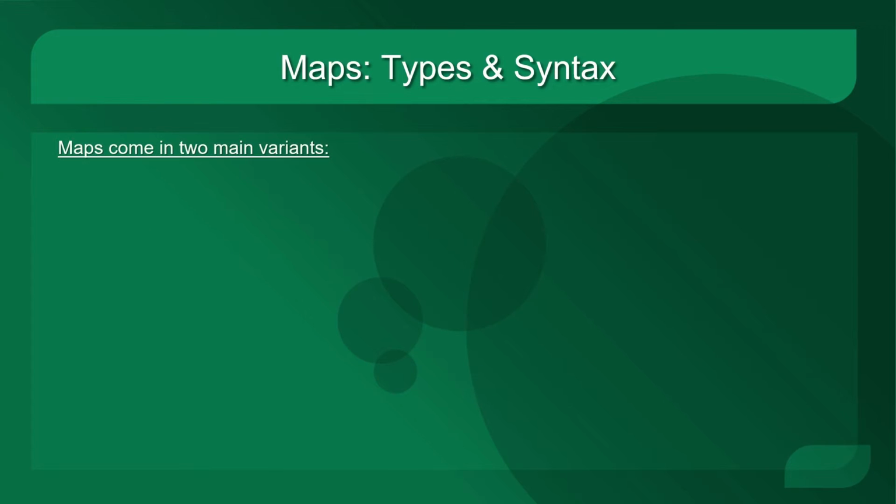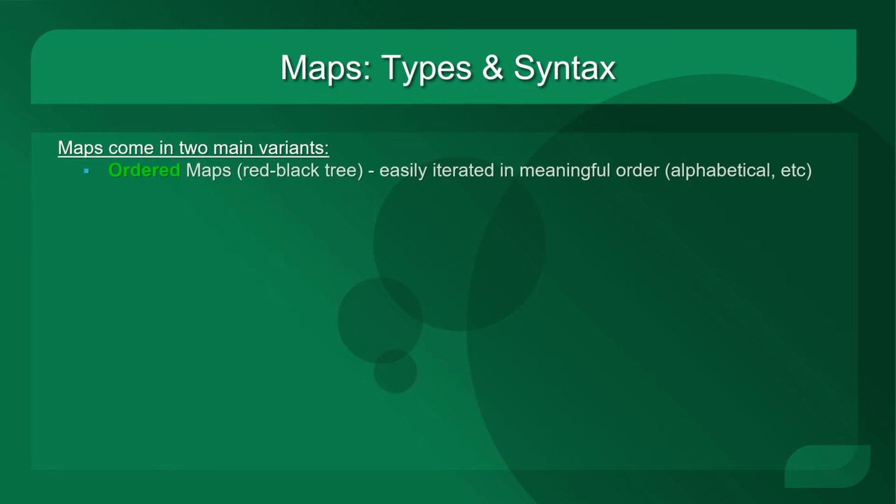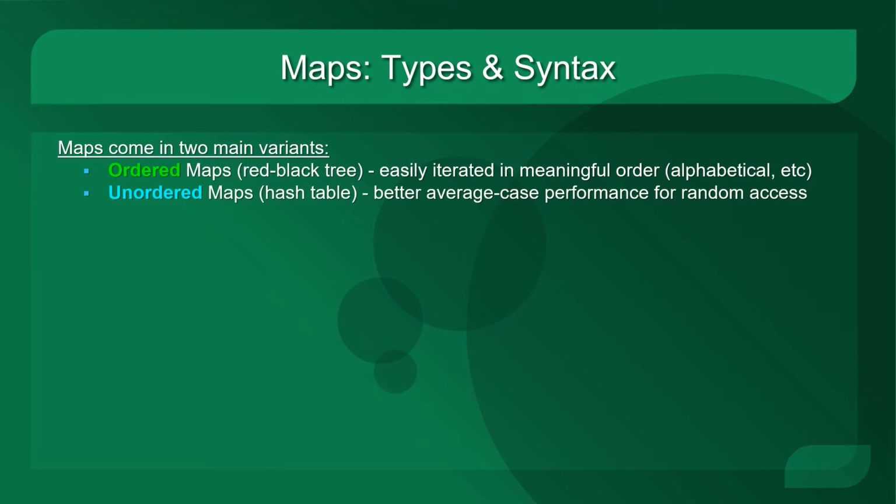Maps often come in two main variants depending on how they're going to be used. We have ordered maps, which are also optimized to allow us to iterate through the keys in order. In C++, a red-black tree is used to implement the ordered maps. And we also have unordered maps, and these give us better average case performance for random access in most cases. These are often implemented using a hash table.